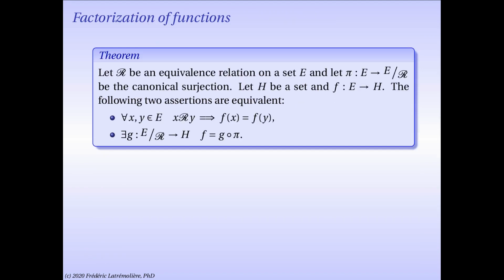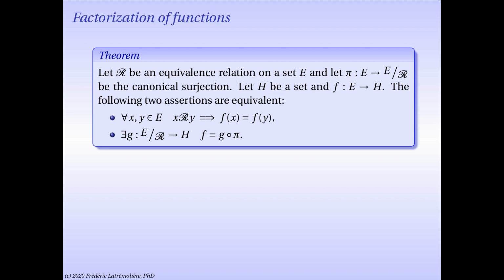Let's conclude our lecture with a factorization theorem. Let R be an equivalence relation on a set E, and let pi be the canonical surjection from E to the quotient set E quotient by R. Let f be a function from E to a set H. The following two assertions are equivalent.